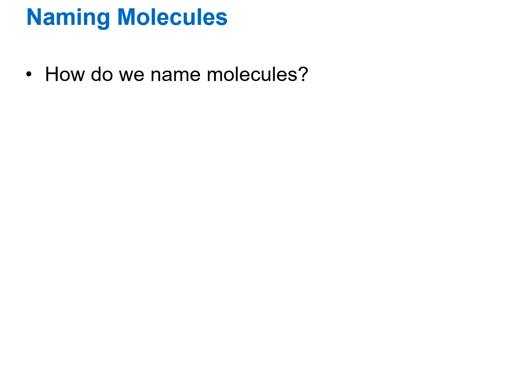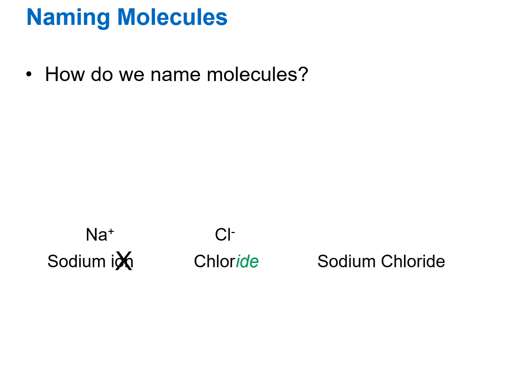So how do we go about naming molecules? Well, let's take a look at how we name formula units first, a review of naming ionic compounds. So here we have sodium ion and chloride. Remember, it gets the "ide" ending. Get rid of the ion, smush those two together, and this is how we would name sodium chloride. This is the process that you go through for naming an ionic substance.